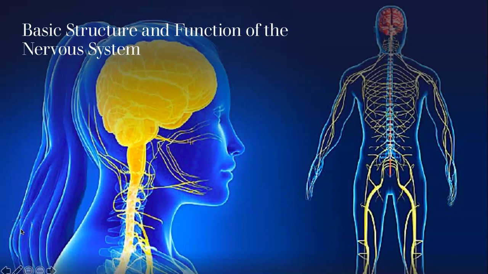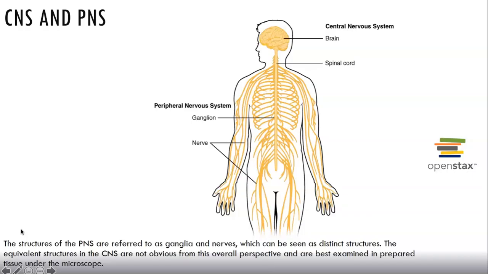Okay, everyone, welcome back. This is going to get into the start of chapter 12, 12.1, which is the basic structure and function of the nervous system. The nervous system is split up into two parts: the central nervous system, the CNS, which is the brain and the spinal cord, and the peripheral nervous system, which is the PNS. It's pretty much everything else.